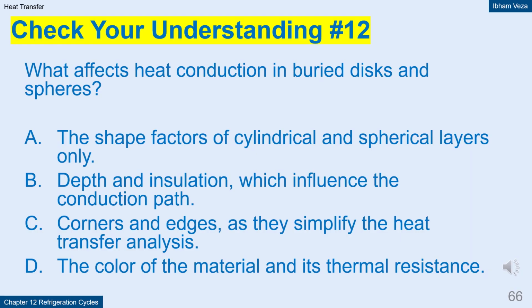The answer is B, depth and insulation, which influence the conduction path. Explanation of incorrect answers. A, incorrect. Shape factors are relevant for cylindrical and spherical layers, but do not specifically address buried disks and spheres. C, incorrect. Corners and edges apply to adjoining walls, but are not directly related to buried geometries. D, incorrect. Material color does not impact heat conduction. Thermal properties like resistance and depth are key factors.